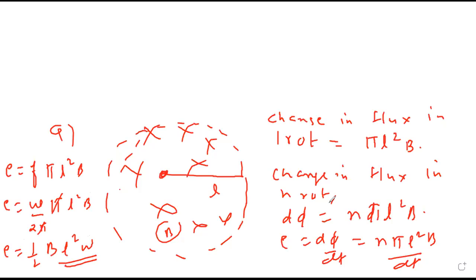When translated, it is BLV. In general, d phi by dt. So we got three formulas for E: d phi by dt, BLV, and half B L square omega. Third one followed, this one followed? Yes, sir. Please solve then.